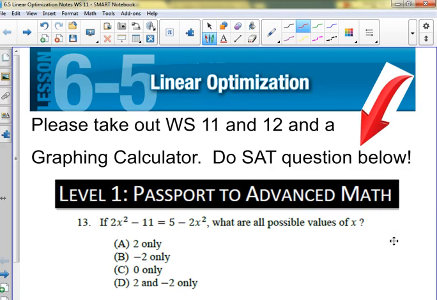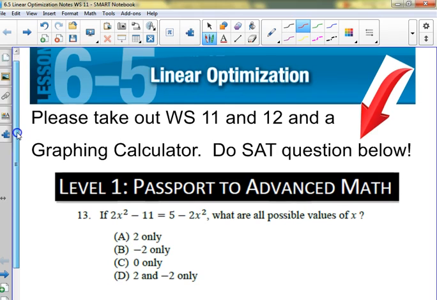Right, so we all have our worksheet 11. We're going to talk about one of my favorite topics today. I like these because they kind of incorporate everything that we've done in this chapter, and most of all, I like them because they're application problems, and I can finally tell you somebody uses something we do.